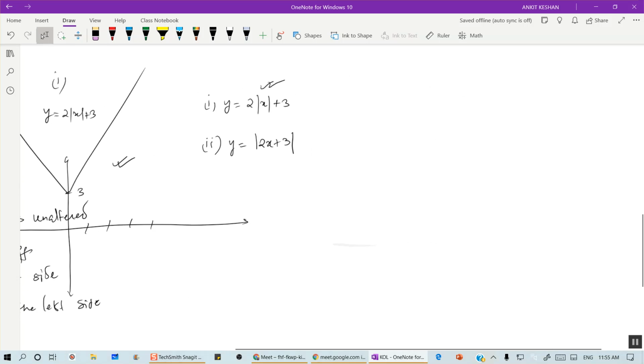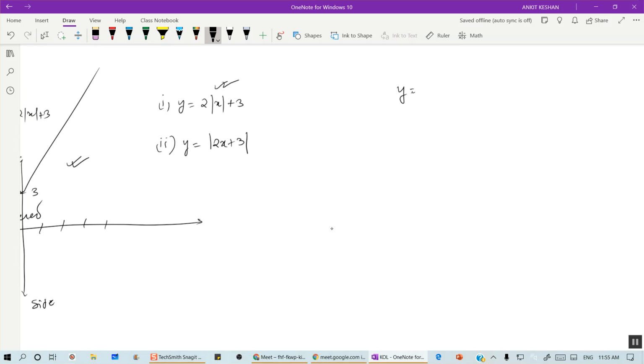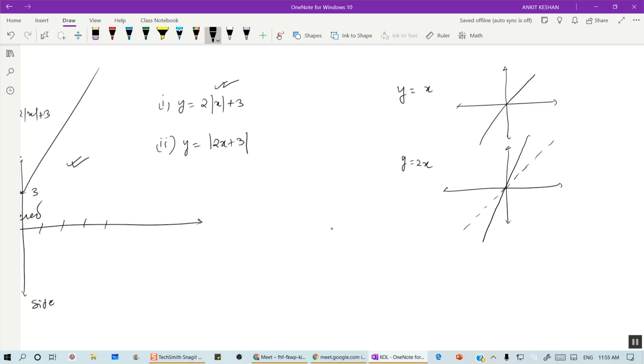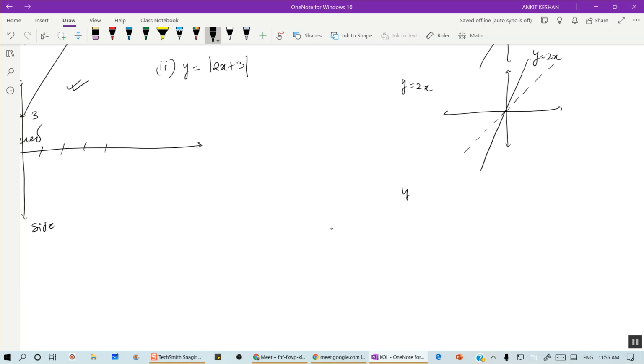Okay, fantastic. Now y equal to x. We must not forget y equal to x. Y equal to 2x. Then y equal to 2x plus 3. So this will be like y minus 3 is equal to 2x.